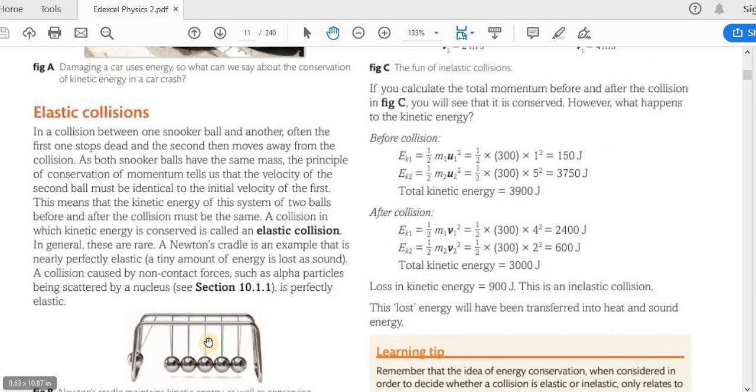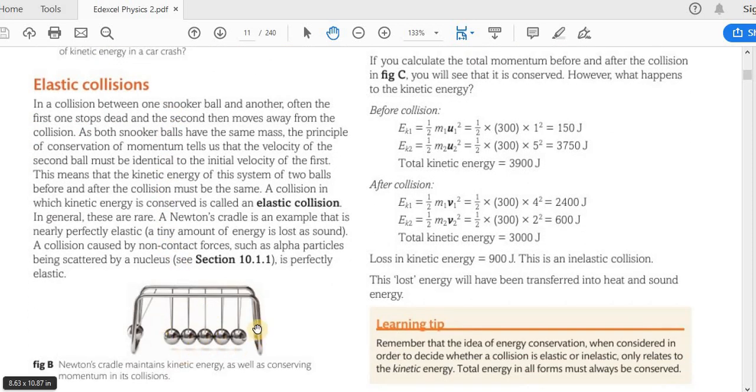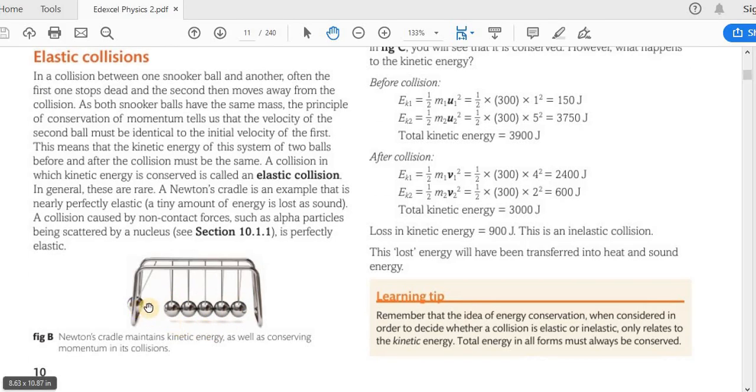Alright, so here is an example of an elastic collision. We have here a picture of the Newton's cradle. What happens here is, in reality there is a decrease in the kinetic energy, but it is very little. So this bob or this ball here will strike this, and then the energy is transferred all the way to this side, and this bob here or this sphere will move upwards, and this process continues.